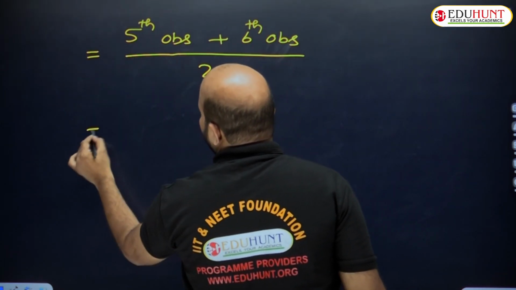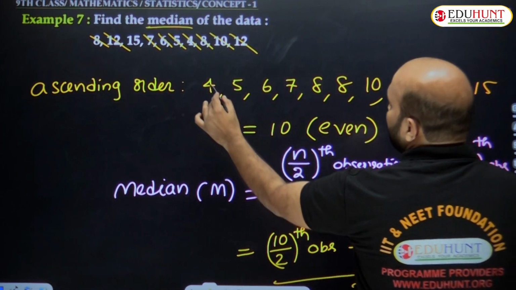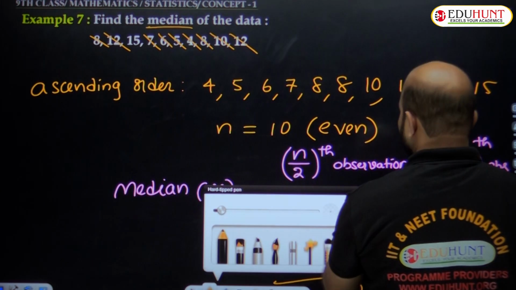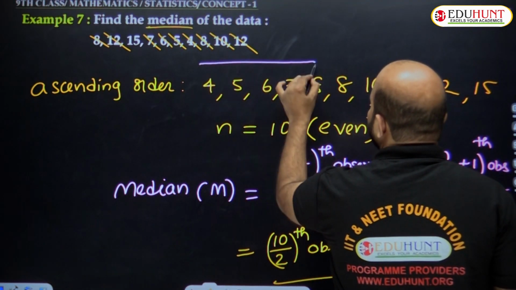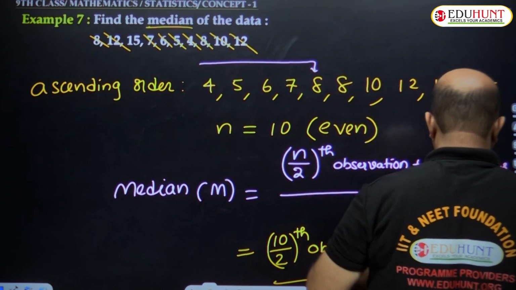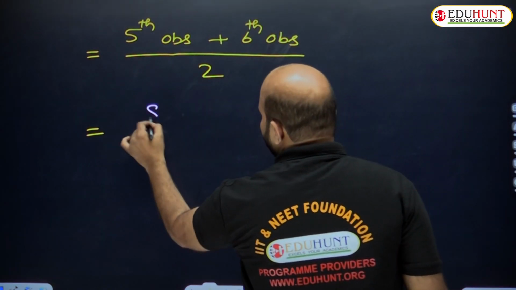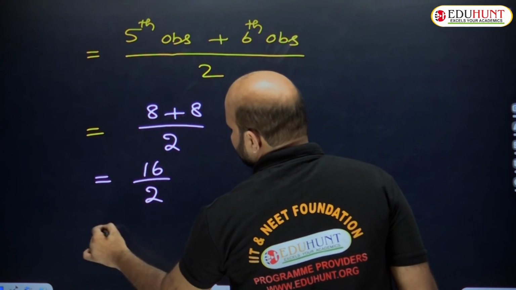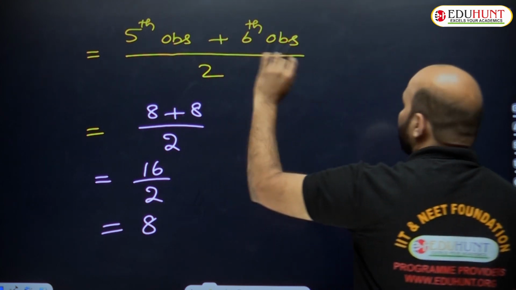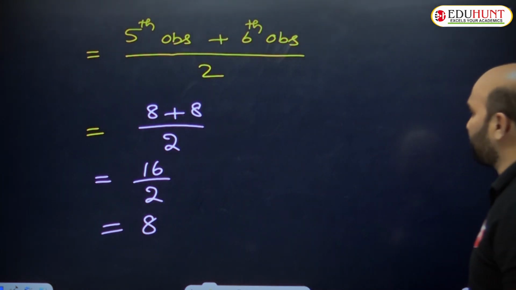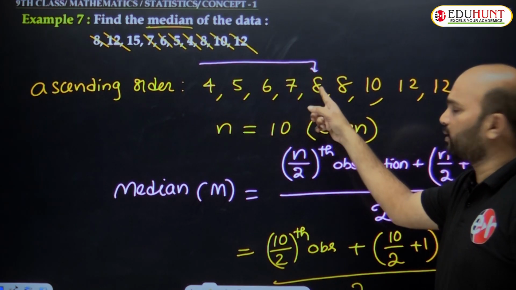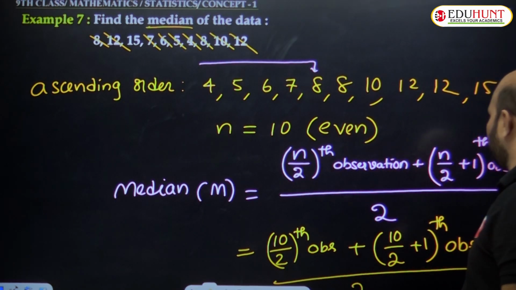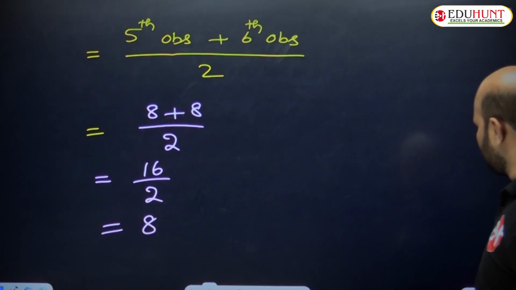So in that ascending order, what is the fifth observation? 1, 2, 3, 4, 5. The fifth observation is 8. The sixth observation is 8. Am I clear? So 8 plus 8 by 2, that is the required answer. 8 plus 8 is 16 by 2, then the answer is 8. So the average of the fifth observation and the sixth observation is the required answer in ascending order. The fifth observation is 8 and the sixth observation is 8, so the average equals 8. So that is the required answer. Am I clear?